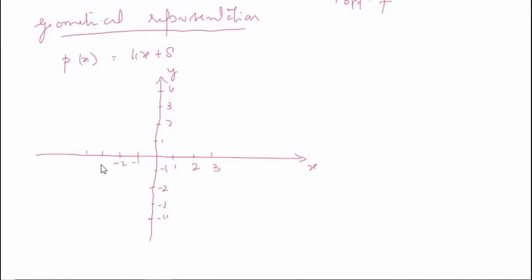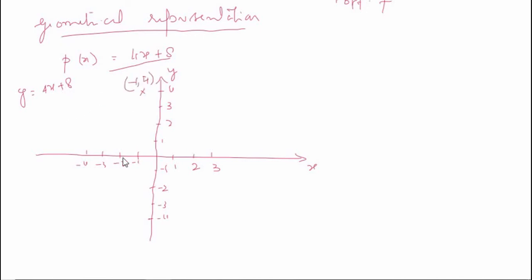Minus 1, minus 2, minus 3, minus 4. Now let us take this polynomial. Let us find 3 points. When x is equal to minus 1, now this one you can also write as y equal to 4x plus 8. When x is equal to minus 1, this becomes minus 4 plus 8. So y is equal to 4. So this becomes minus 1, 4, this point.